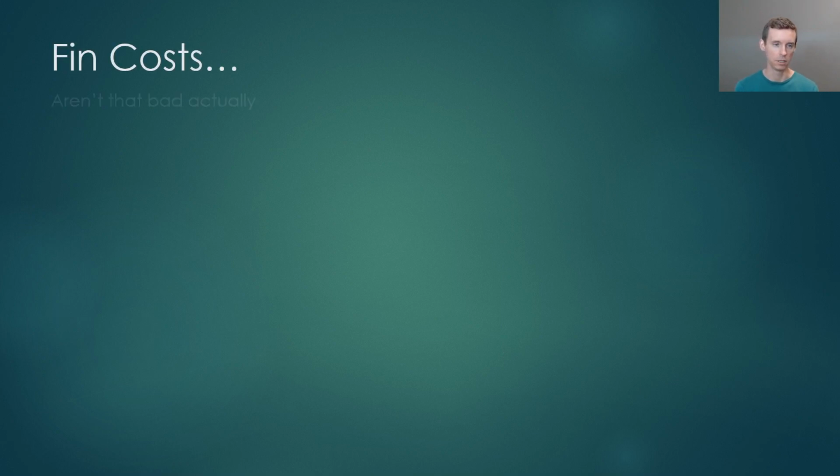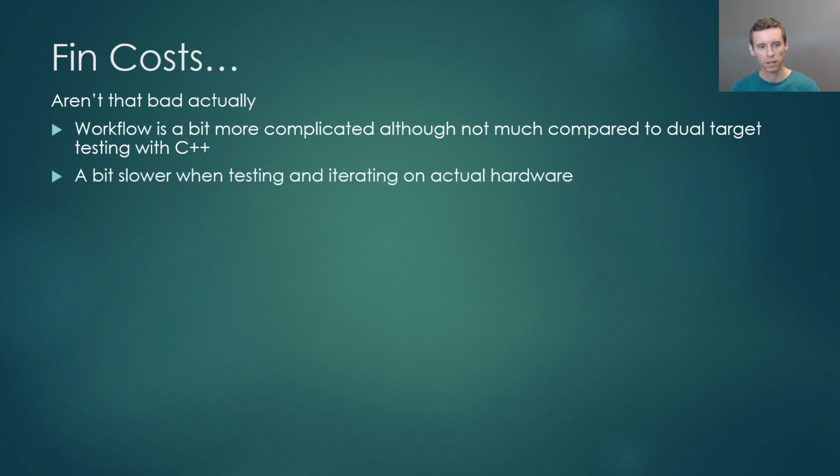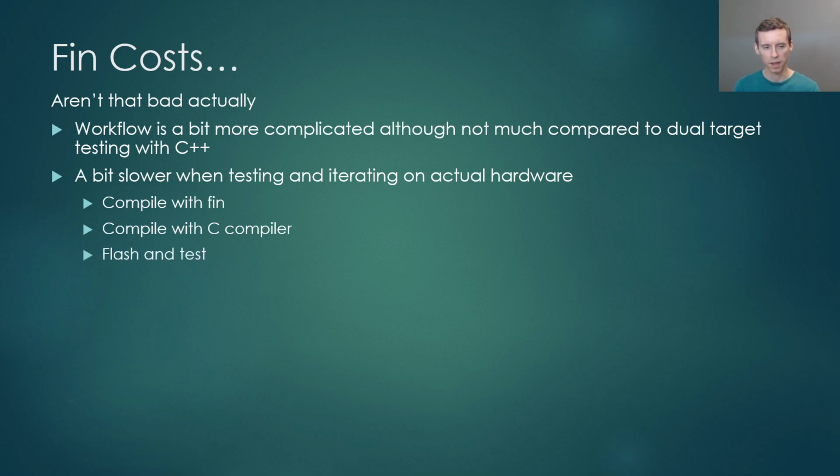All right, the costs of Fin. Actually not that bad, in my opinion. So the workflow is a bit more complicated, although as we've seen already, it's not really that much more complicated than dual targeting already. And it would be a little bit slower if you were testing and iterating on actual hardware often. So you'd transpile with Fin to C, compile with C, and then flash and test your hardware.